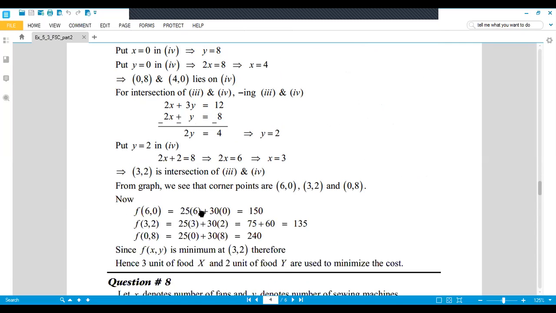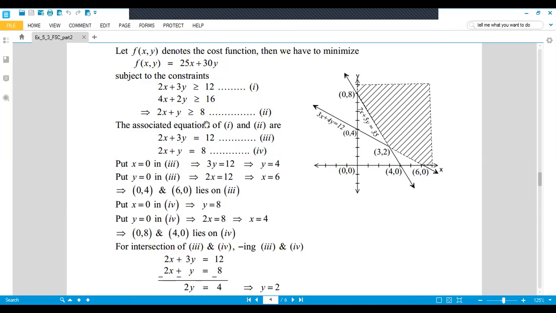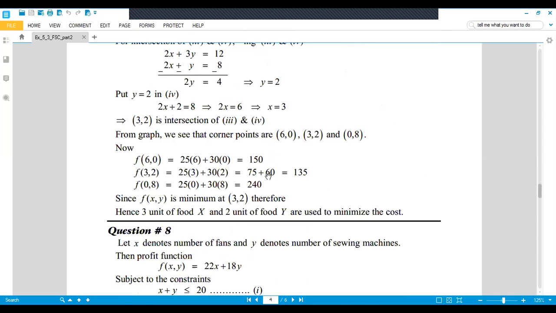So one by one we put these 3 points in the objective function. When we put them in the objective function, we get these values, and the minimum value is 135. We get it from (3, 2). So since f(x, y) is minimum at (3, 2), hence 3 units of food x and 2 units of food y are used to minimize the cost. So this is the required solution. It's a very important question.